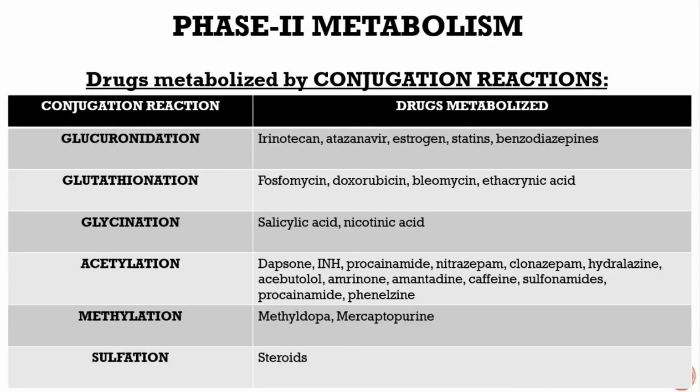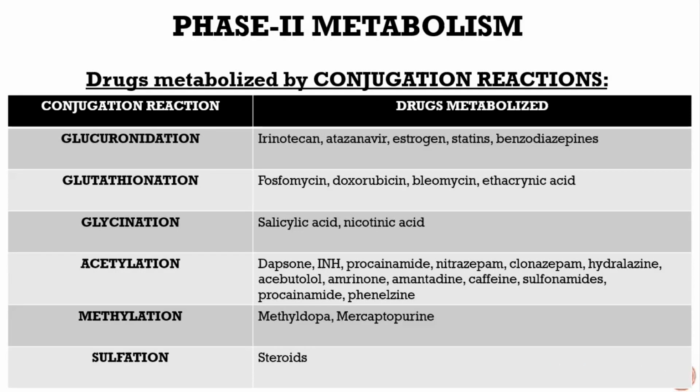Caffeine derivatives, sulfonamides, they are antibiotics. Procainamide is an antiarrhythmic agent also. And phenelzine is a highly dangerous MAO-A inhibitor because it has a risk of cheese reaction, which I will talk about later when we talk about antidepressants.